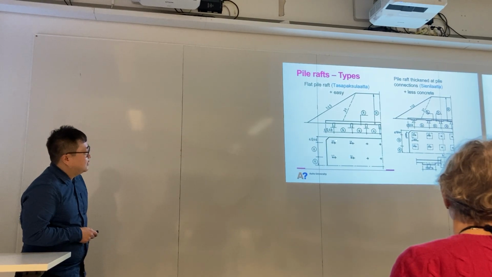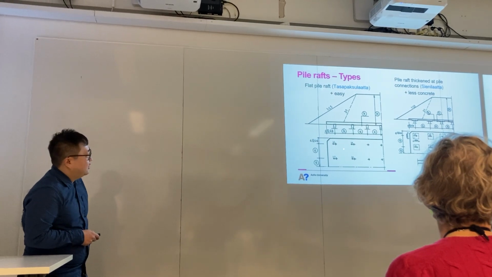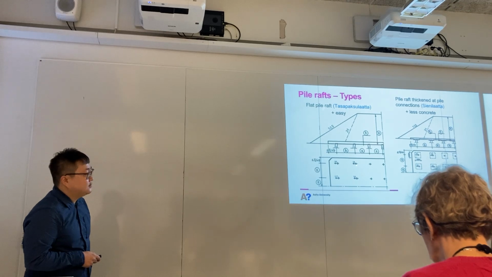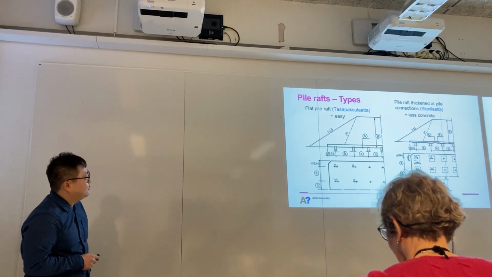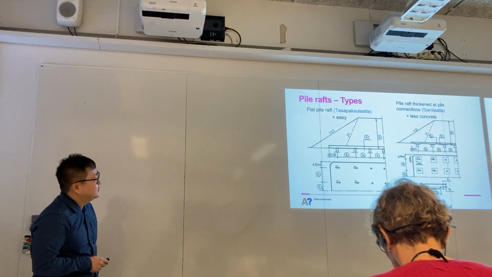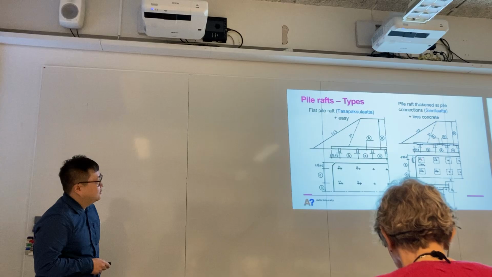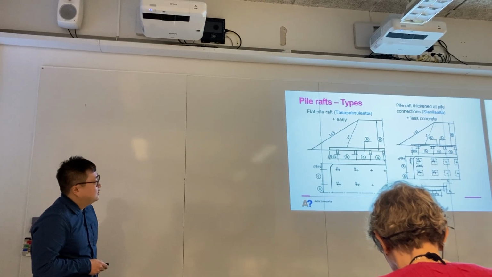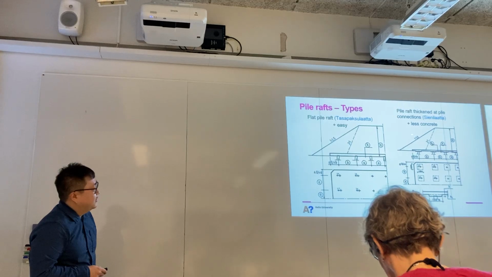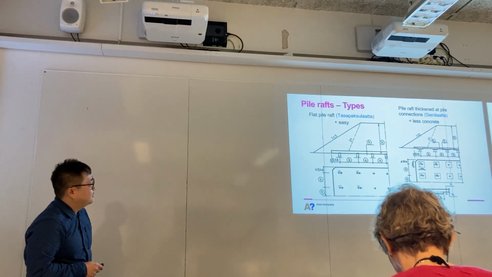And this is a slide for the flat pile raft, from the top view. We can see the thickness of this flat pile raft is the same everywhere. But the other pile raft is thickened only at the pile connections, shown in this dashed box. Between the different boxes, we use less concrete for the slab. So that's the difference.